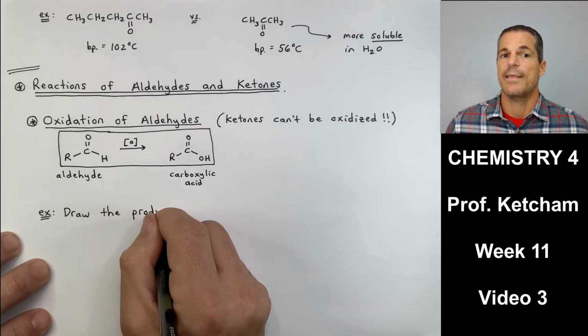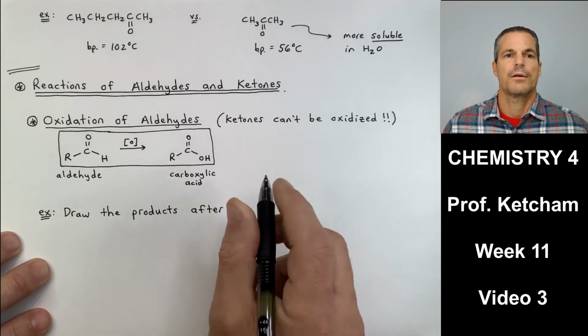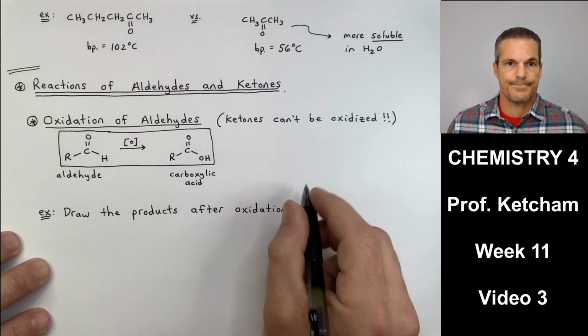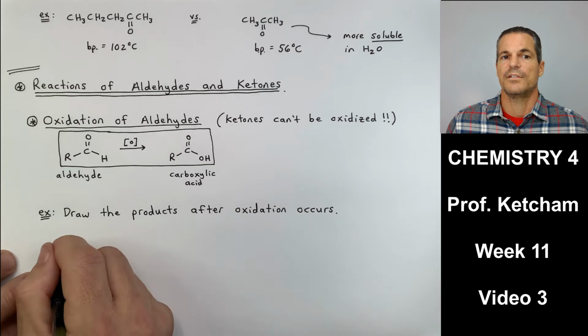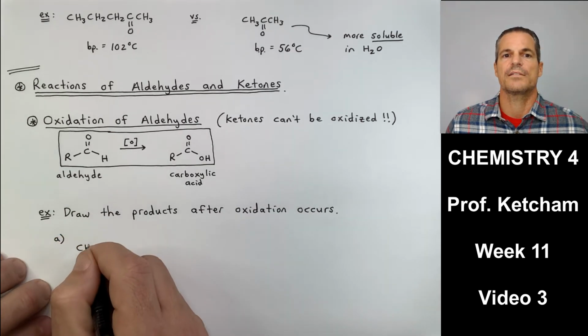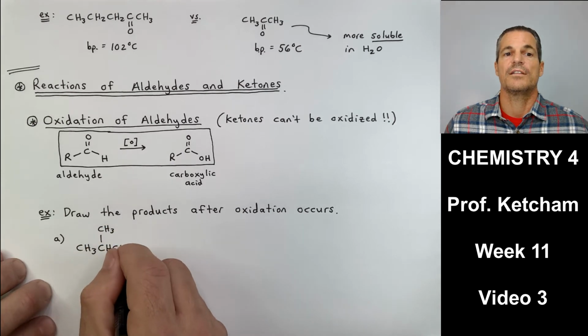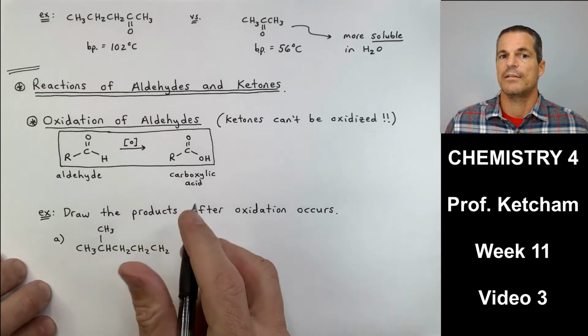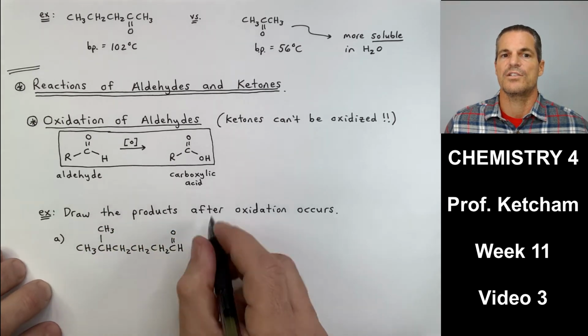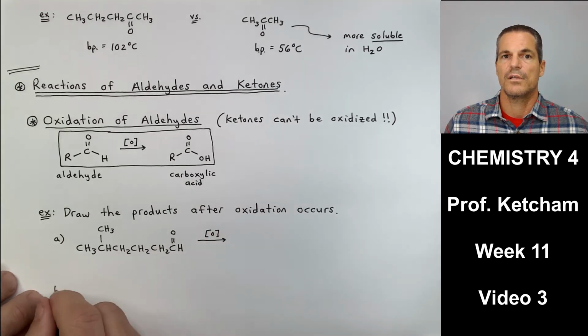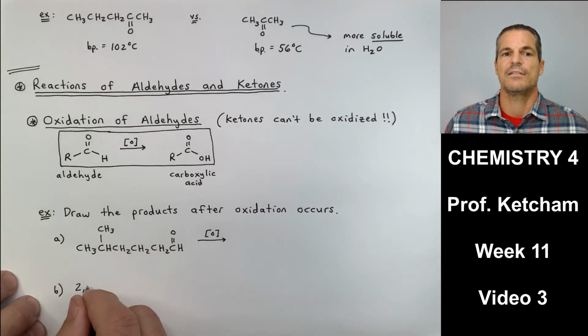So using that as our answer key, let's do the next example. Draw the products after oxidation occurs. So I have to look at this and find out, is it an aldehyde? If so, I can do an oxidation. Is it a ketone? If so, I cannot oxidize a ketone.